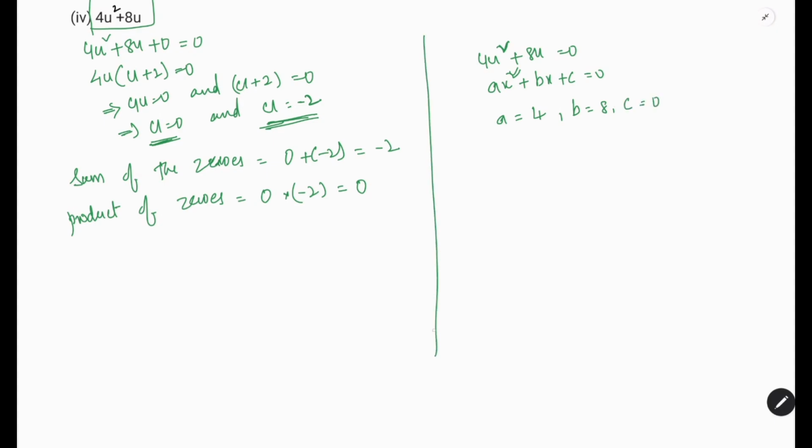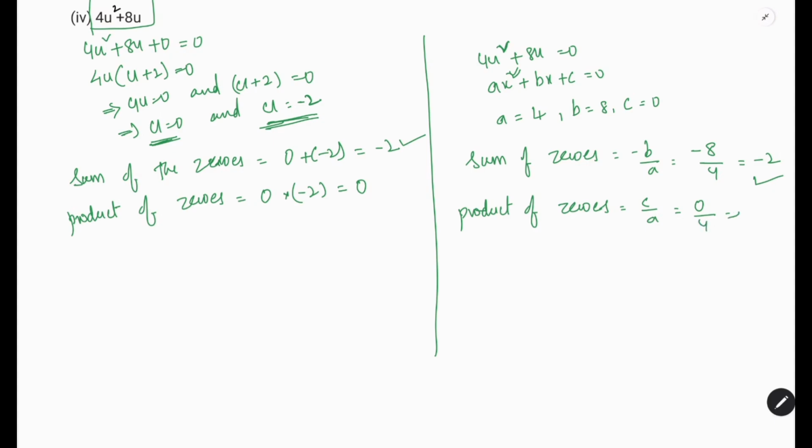Now by using the formula, sum of zeros equal to minus b by a. b is 8, so minus 8 by 4 equal to minus 2. This and this both are same. Now product of zeros equal to c by a. c is 0 by 4 equal to 0. These both are same. Okay, next one.